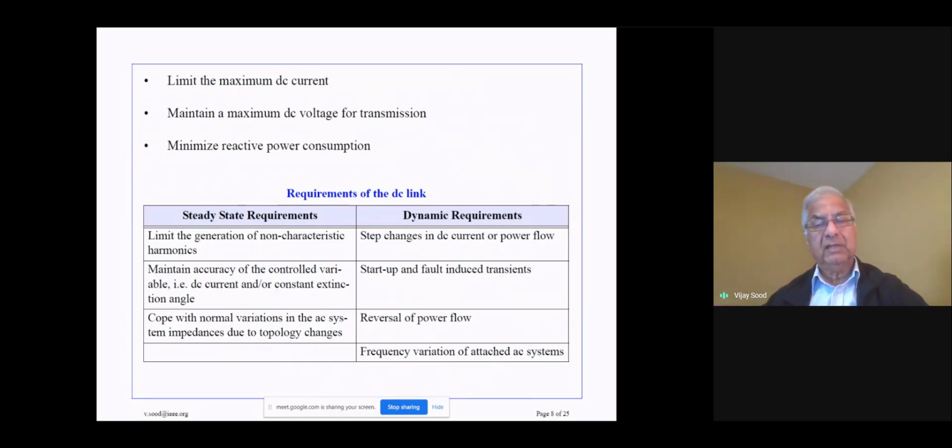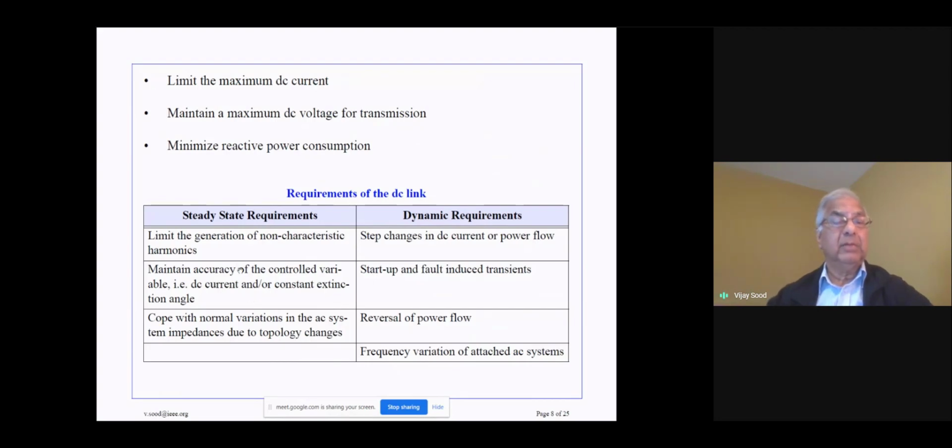And finally, the controls have the objective to minimize the reactive power consumption at the AC side of the system. Minimizing the reactive power consumption means that the delay angles, the commutation angles, and the extinction angles must be kept as low as possible. So we summarize in this table the requirements for the DC link. The requirements are split into two. We look at steady state requirements and dynamic requirements.